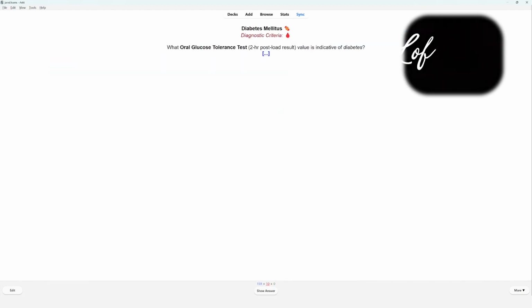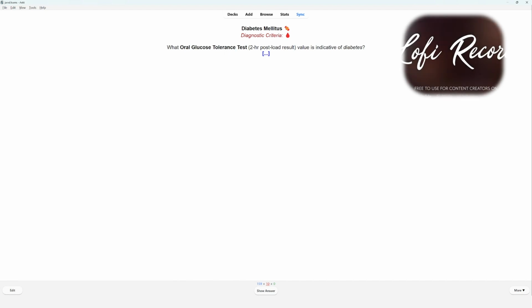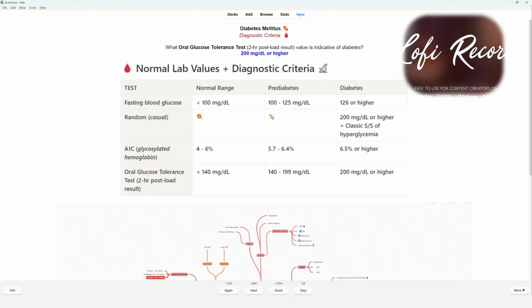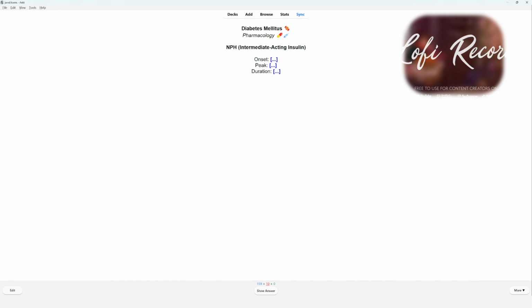Okay. Indicative of diabetes is 200. 1.5, 4 to 12, and then 16 to 24.